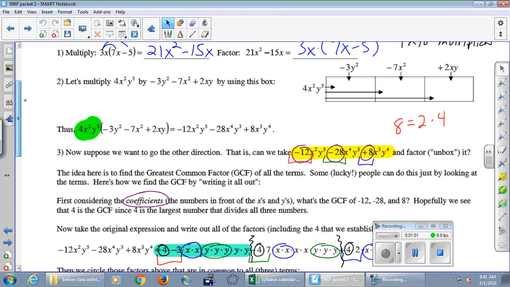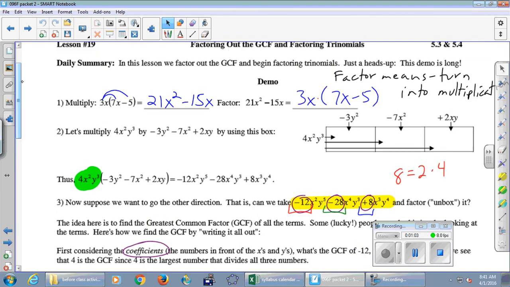Just refreshing our memory that the word factor means turn into multiplication. And so we saw this first example here, 21x squared minus 15x. That is fundamentally a subtraction, but we were somehow able to turn it into a multiplication, right? Like these two expressions were equal to each other, but one of them was multiplication. That's what it means to factor.